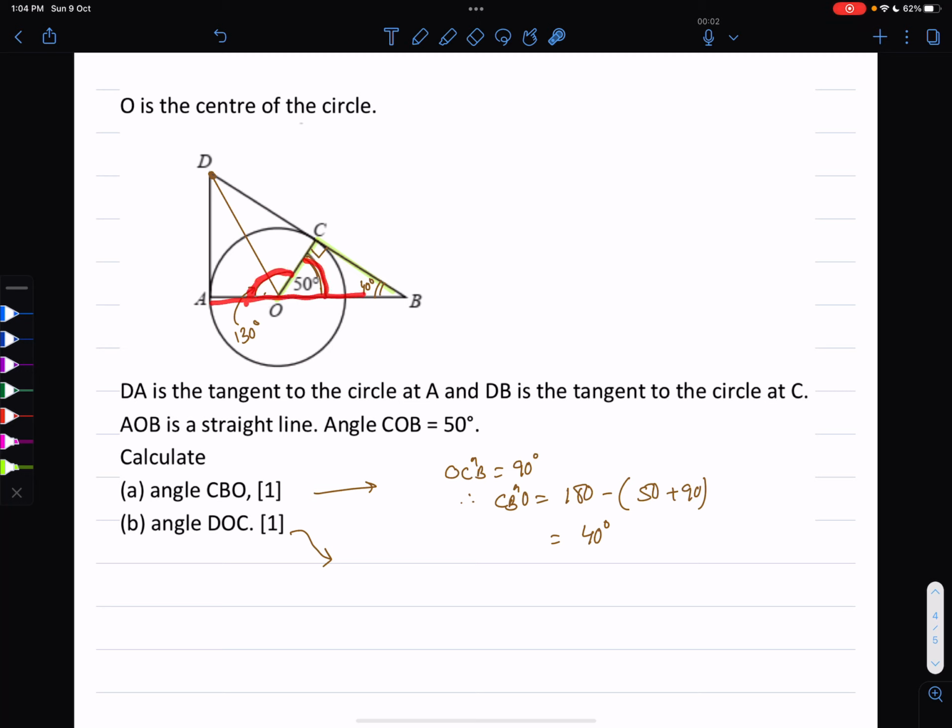Now if you know that this angle COA is 130, then recall property number 4, which says that if you pass a line through the external point to the center of a circle, it is going to bisect the angle. So if this angle was 130, the angle DOC is going to be half of 130, that is 65. So angle DOC is going to be 65 degrees.